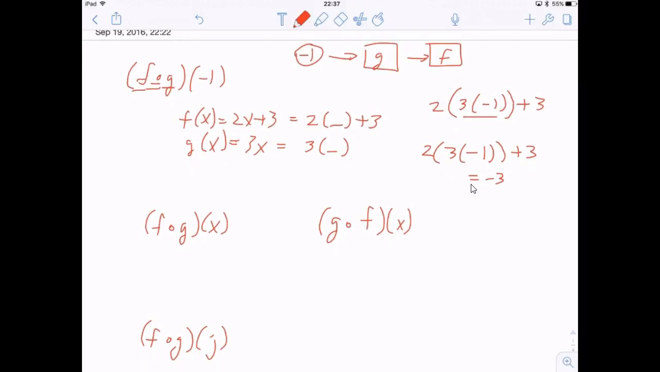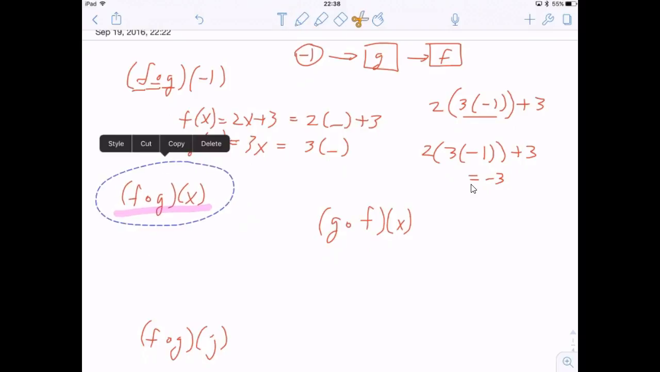Here is a slightly different case. This one has f follows g and the input is x. But that's not a number. Well, basically, if you leave it in this form, you're making a general equation which can be used to substitute any number in afterwards. So let's try that. So we're going to have f follows g with an input of x.